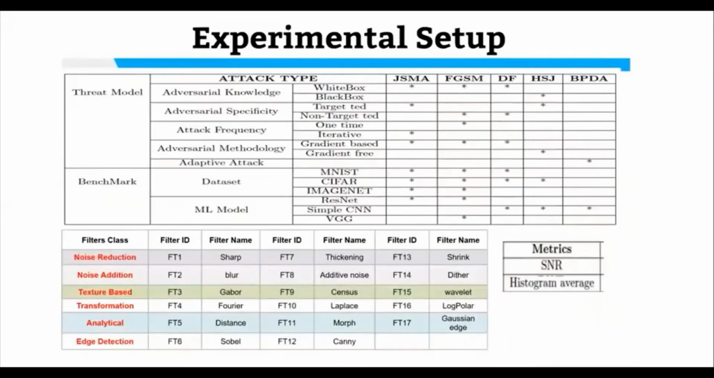In our experimental setup, we took different types of attacks and differentiated them based on their category. We used datasets mainly MNIST, CIFAR, and ImageNet, and the attacks were formed using ResNet and VGG models, and some also used a CNN. We used only two metrics, signal to noise ratio and histogram average. Initially, we used some other metrics like local binary pattern and other filter metrics, but we later saw that those were very much correlated with SNR and histogram average, so they were not required.